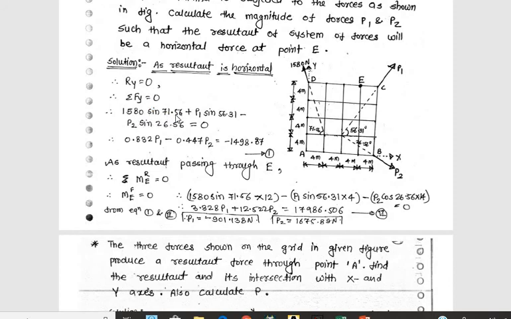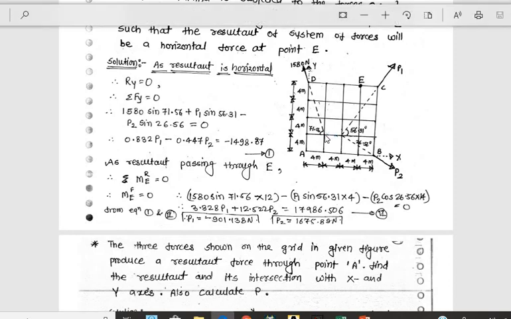1580 sin 71.56. See, you have to calculate the angle. The force is acting here, but you have to draw its extension, to where the force actually originates. If you extend this force line, it coincides here. At this location you have to calculate the angle alpha, that is alpha is equal to tan inverse of 3 by 1. So you will get 71.